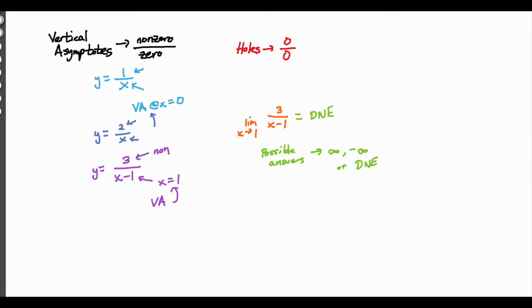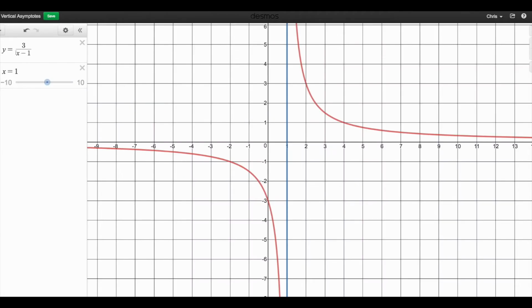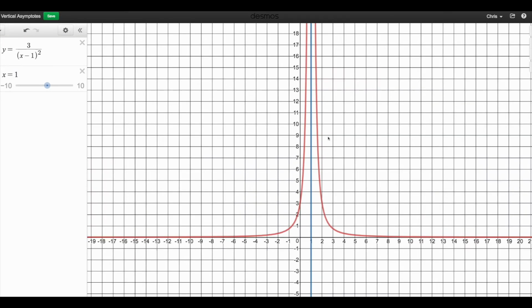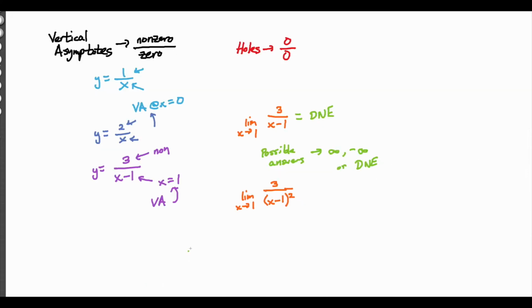But what we could do is alter this problem a little bit. So we're going to have the limit as x gets closer to 1, and this time we're going to do 3 over, in parentheses, x minus 1 quantity squared. This is going to make our graph look a little bit different. So I'm going to change this right here to put in parentheses, and then make it quantity squared. Now if you notice, both sides, as it's approaching that vertical asymptote, are approaching infinity. So because of that, the answer for this one would be positive infinity.